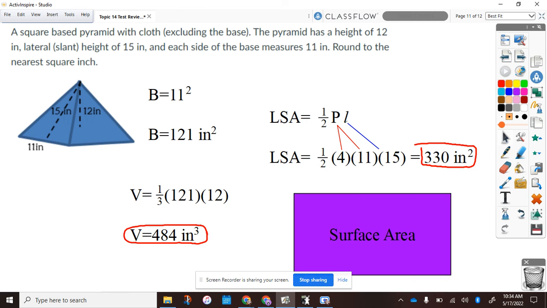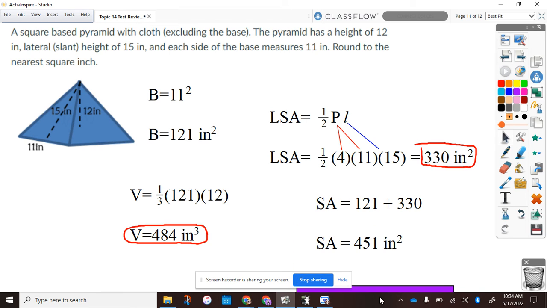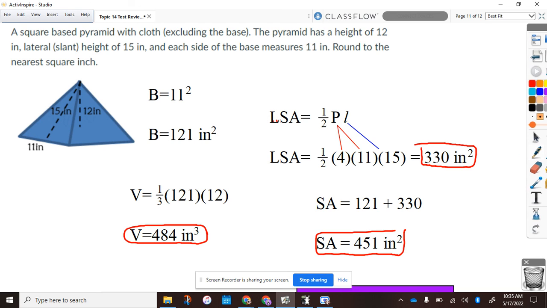Total surface area is going to be lateral area plus area of the base. Well, we already said area of the base was 121, so we just add those together, and your total surface area is 451. Now, I will say that if you see a problem like this on the test, a square base pyramid covered with cloth everywhere except for the base, we would really only be using lateral surface area. We would only be using this top part, not the total surface area.